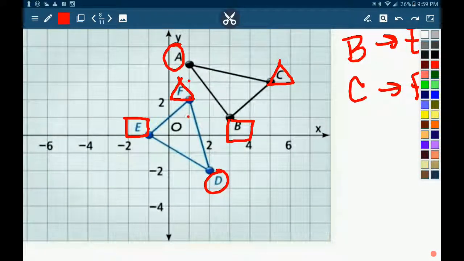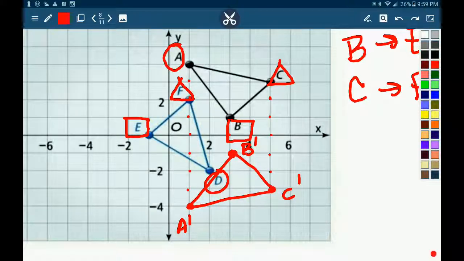So 1, 2, 3, 4, 1, 2, 3, 4. There's A prime. B is 1 unit away, so 1 unit in the opposite direction. 1, 2, 3. 1, 2, 3. There's C prime. Okay. So far I've changed its orientation slightly. I think I need to do one more flip. I think if I were to reflect this over the y-axis now, that I might be able to get the triangles to orient the right way. So let's try to take A prime, B prime, C prime and reflect it over the y-axis.